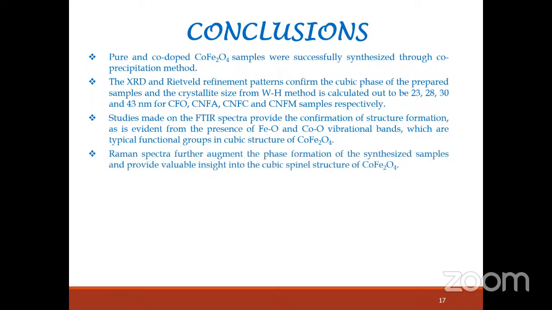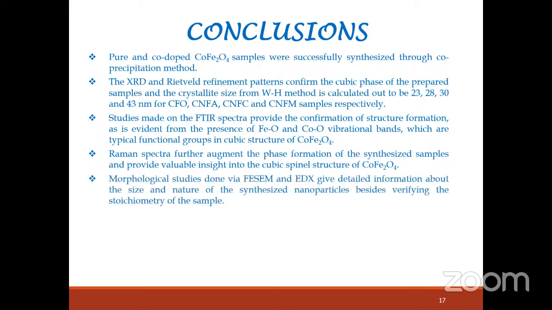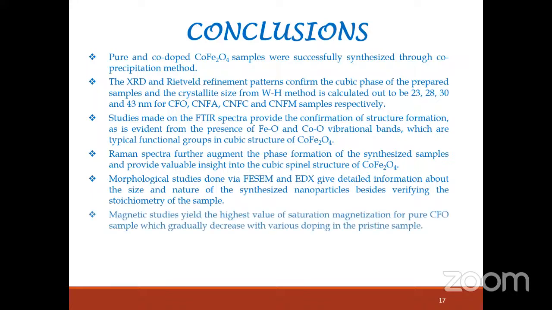And the Raman spectra further augment the phase formation, and other structural parameters have also been calculated from there. And the morphological studies done via FESEM and EDX give detailed information about the size and nature of the synthesized nanoparticles, besides verifying the stoichiometry of the sample. And the magnetic studies yield that the highest value of saturation magnetization is for pure cobalt ferrite samples, which gradually decreases with various doping in the pristine sample.